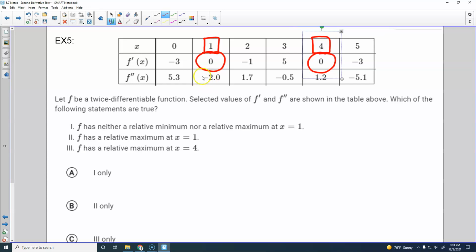But we can look down here at the second derivative. Second derivative tells me concave down because that's negative. Concave down at a critical point means I've got a maximum. So this is a max. Max at 1. And here, concave up, this one's going to be a minimum. So, the only one that is true is number 2.